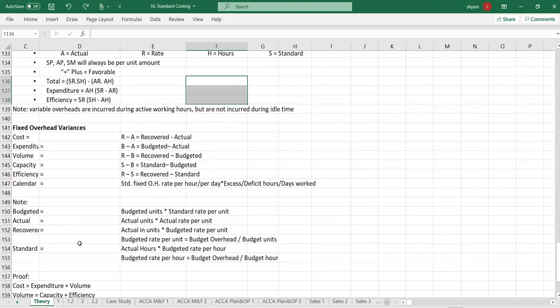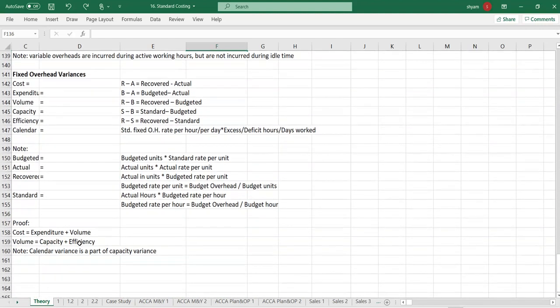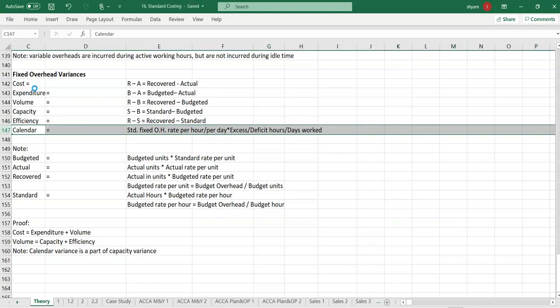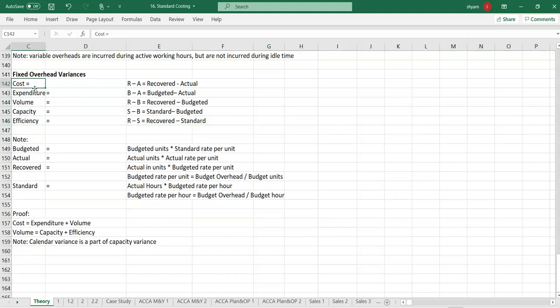And the last and the trickiest one is the fixed overhead variance. So what do we do with fixed overhead variance? That is the trickiest part. In fixed overhead variance, we have many types of variances: cost variance, expenditure, volume, capacity, efficiency. There's also calendar, but in problems we won't be using calendar, or else we can even remove it. So in total you have only five formulas, and each formula has a breakup.